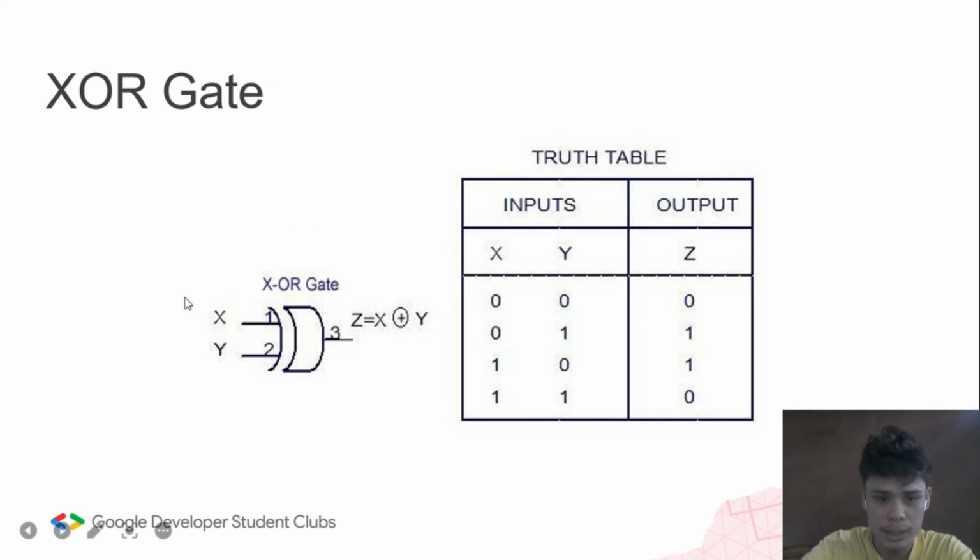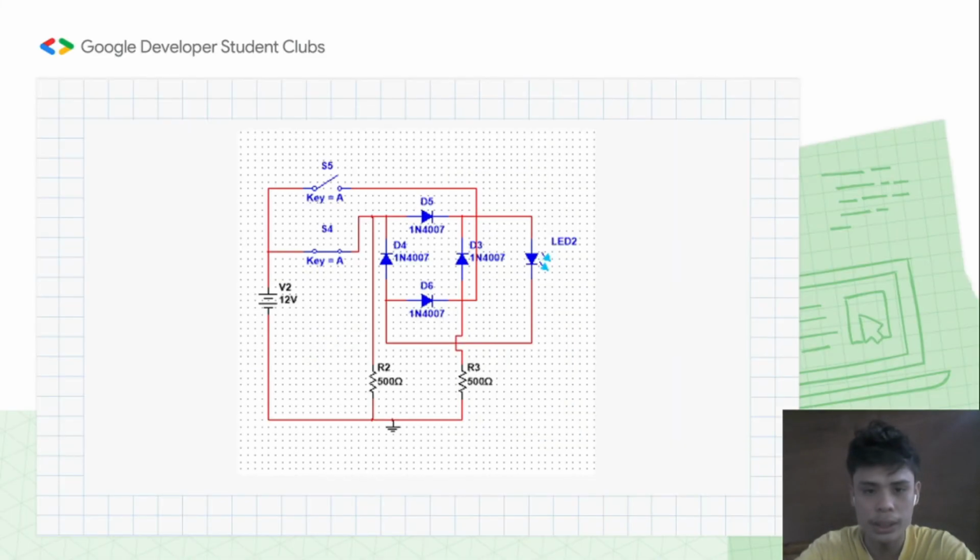So this is the symbol, guys. And if you look at the truth table, it is similar to the OR gate, but when both inputs X and Y are on, the output is reversed. Instead of turning on, it turns off. So this is the XOR gate circuit. Here we have another version of the XOR gate or exclusive OR gate, but this time we're using diodes instead of transistors.